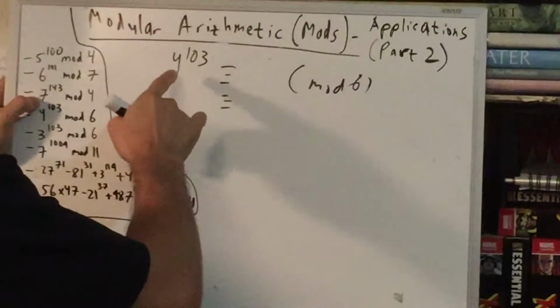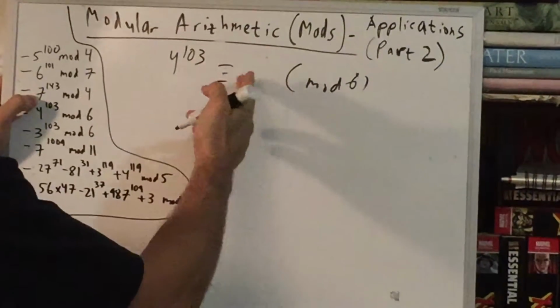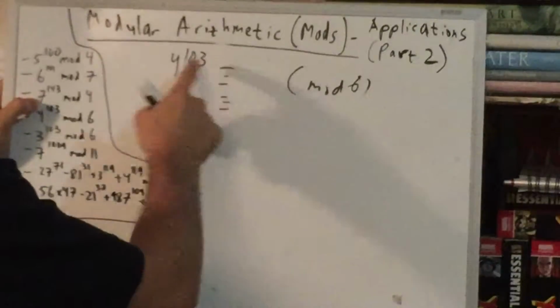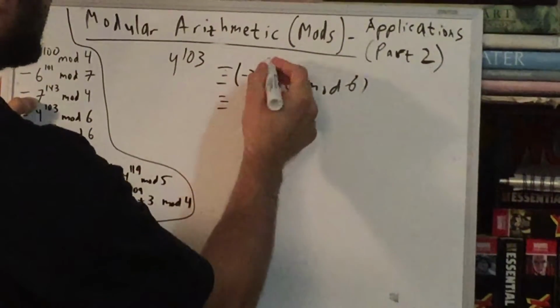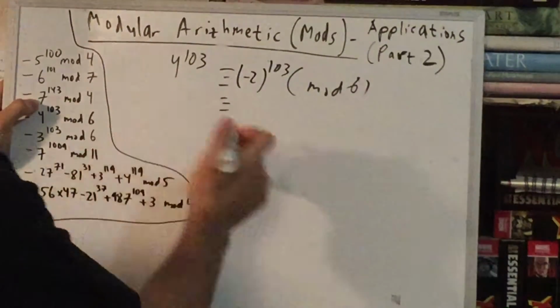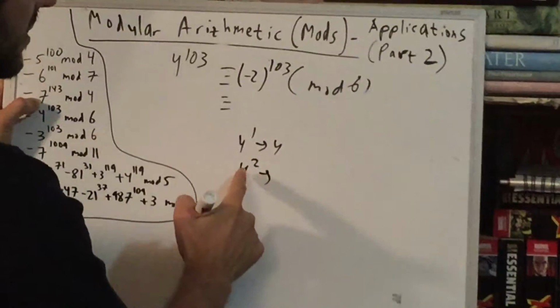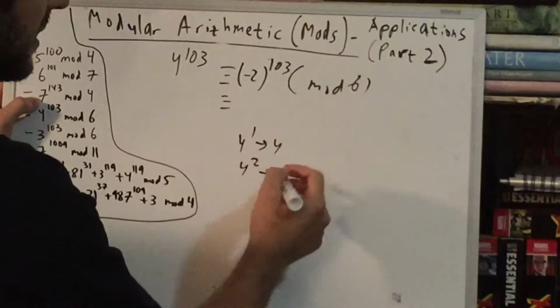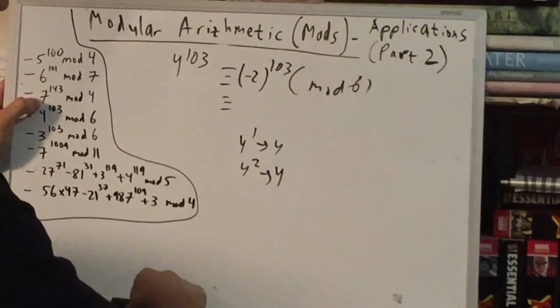Alright, so how would you do this one? Well, 4 mod 6 is just 4. You could maybe convert this to a negative 2 by subtracting 6, but negative 2 to a large power is still problematic. So let's just hunt for a pattern. So 4 to the first is just 4. 4 squared is 16. 16 mod 6 leaves a remainder of 4, right? So that's what that's going to be.